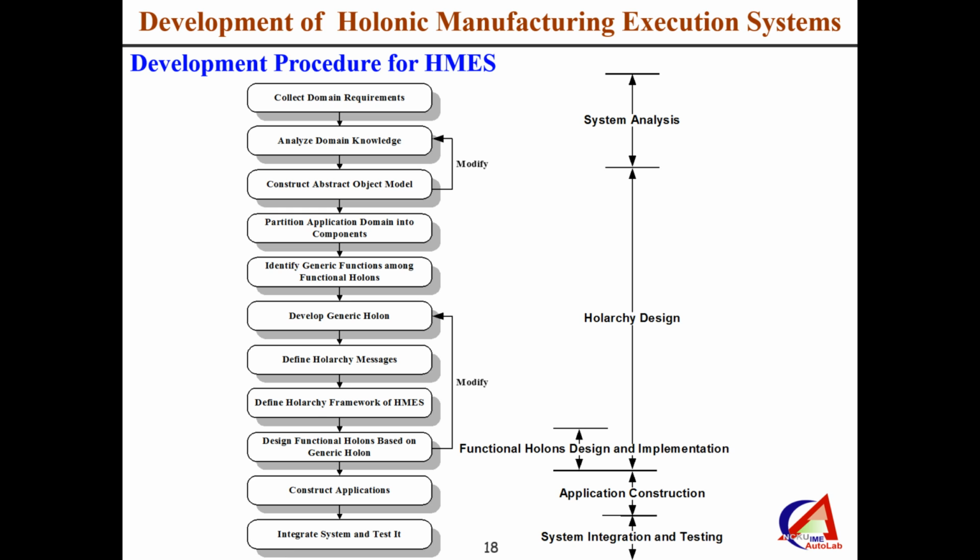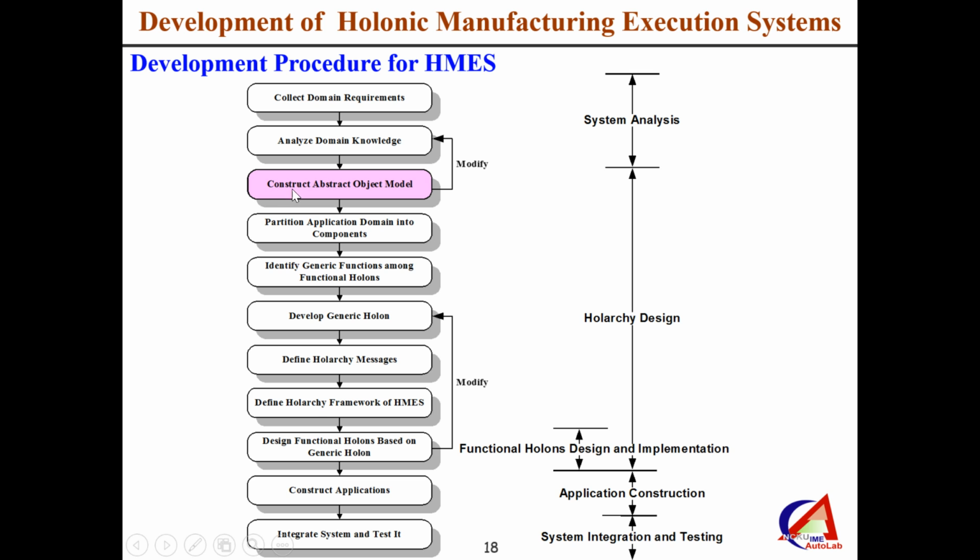So let me give you some summary. This is the design procedure. To begin with, we need to collect all the domain requirements. Of course, these are the MES domain requirements. If you would like to design a supply chain, then you need to collect the domain requirements of supply chain. After you collect all the domain requirements, you will analyze domain knowledge. Then you will construct the abstract model. Did you remember? I have already drawn an MES object model, right? So you need to draw an MES object model.